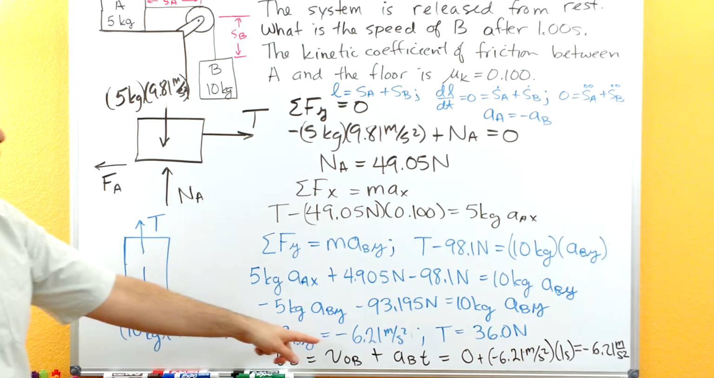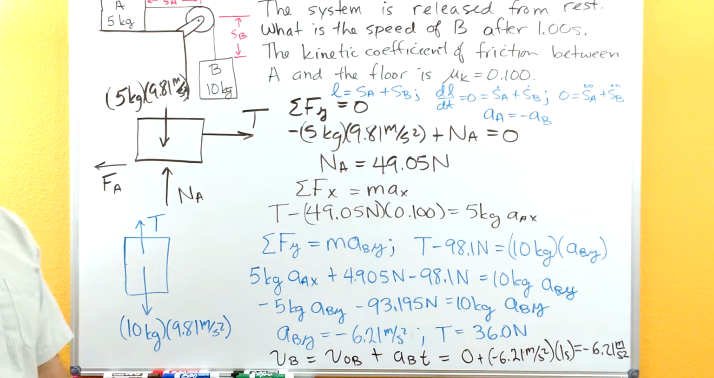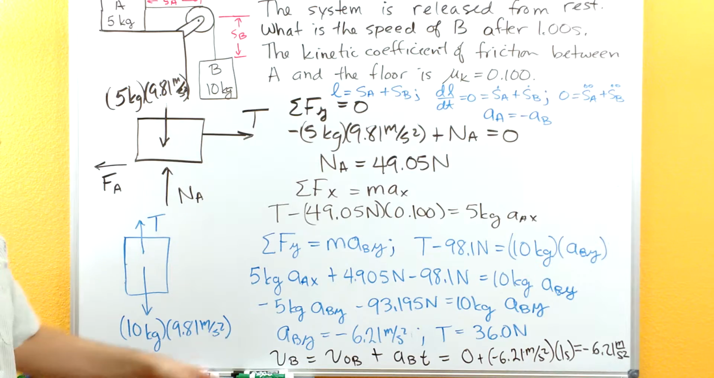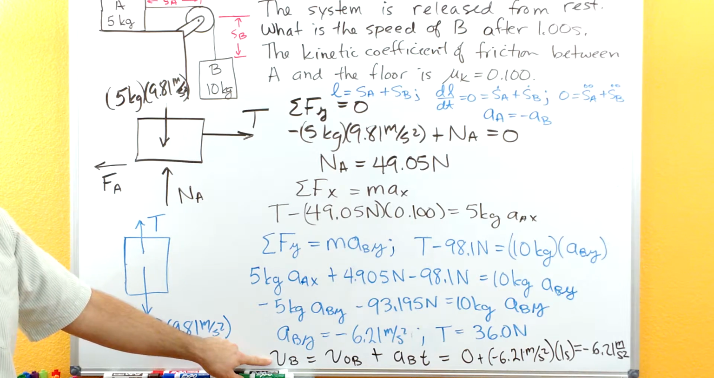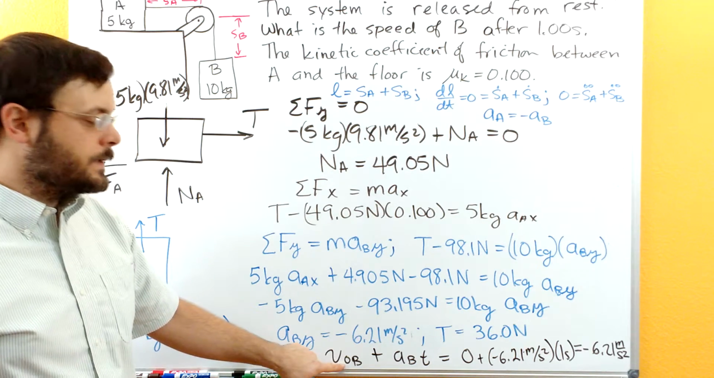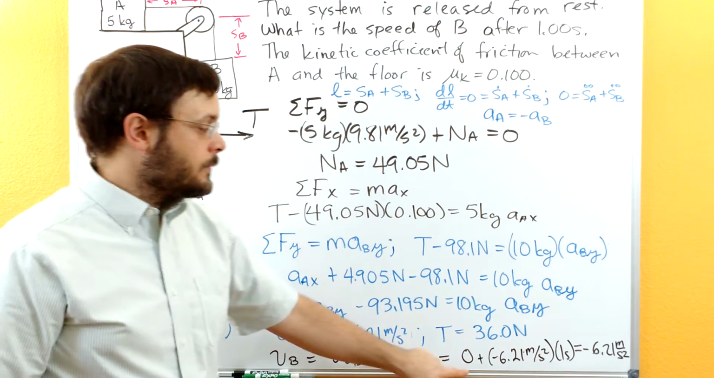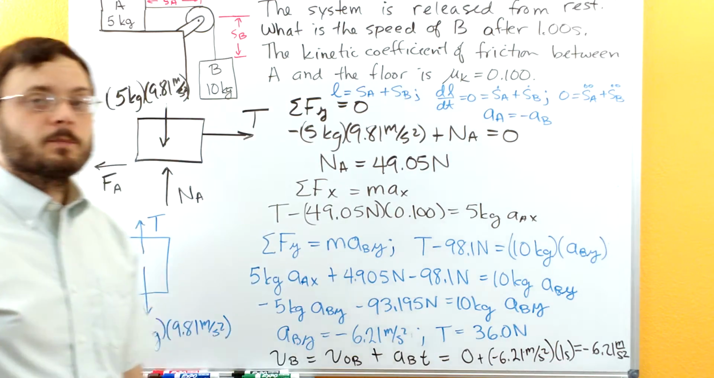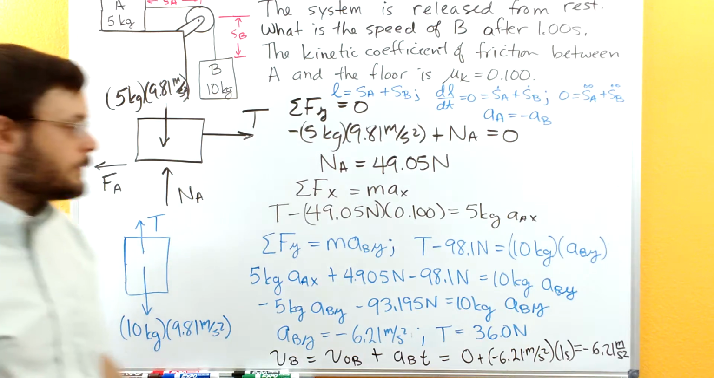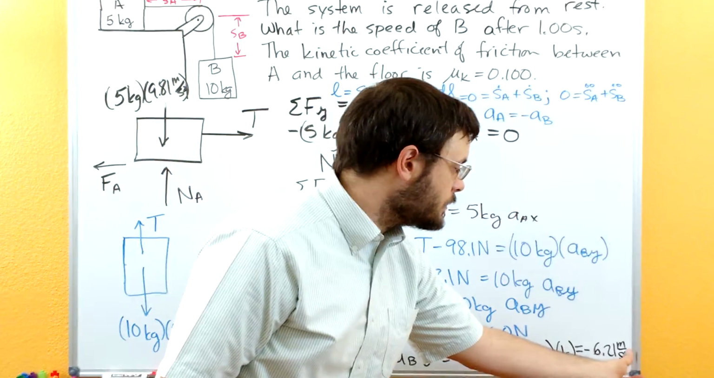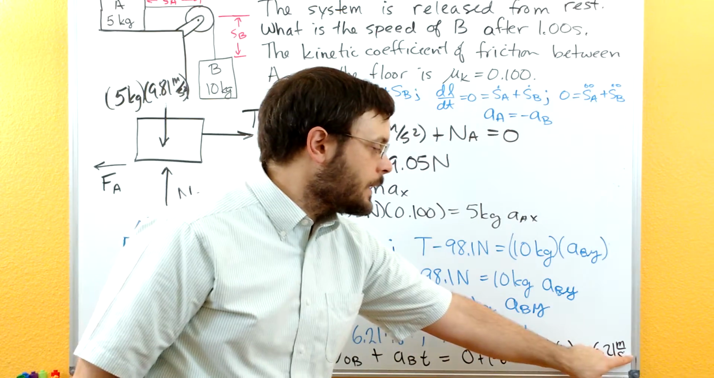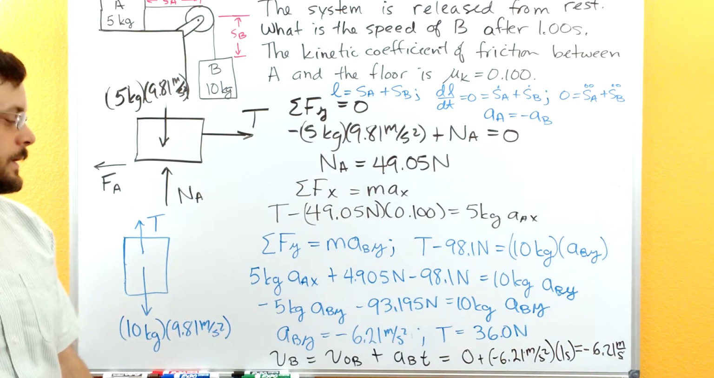And then we have a constant acceleration. It doesn't depend on time. And so we can use the integrated equation that VB is equal to the initial velocity of B plus the acceleration of B times time. Plug that in and get negative 6.21 meters per second. Whoops, made a mistake on my unit here. For the velocity of B after 1 second.